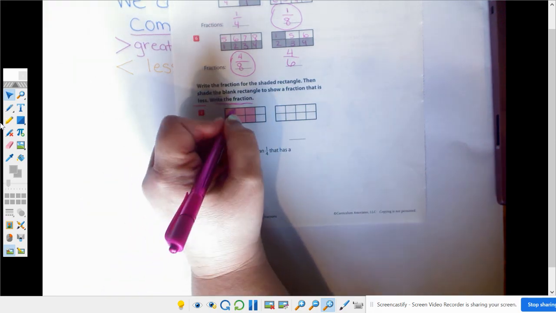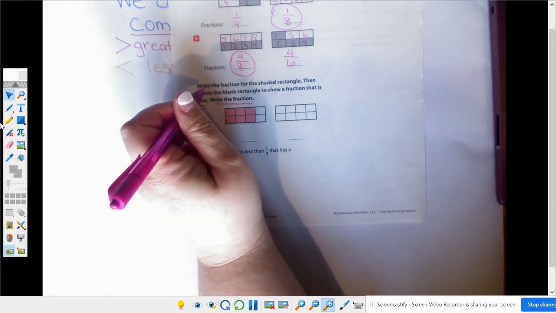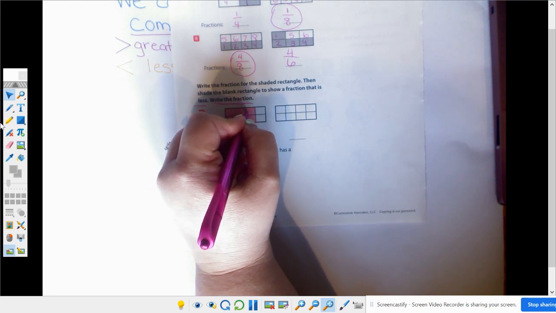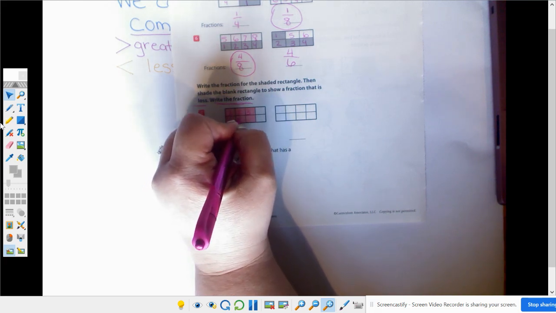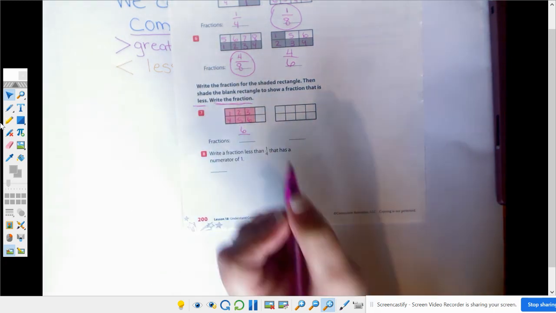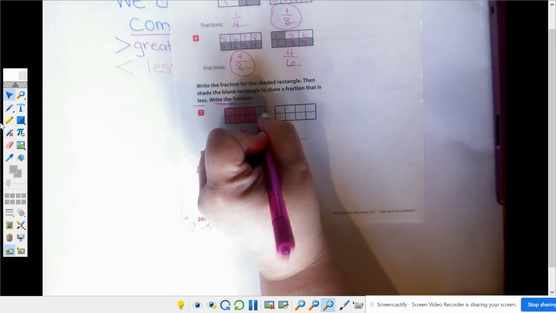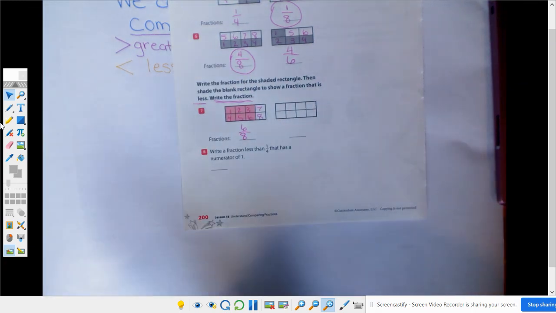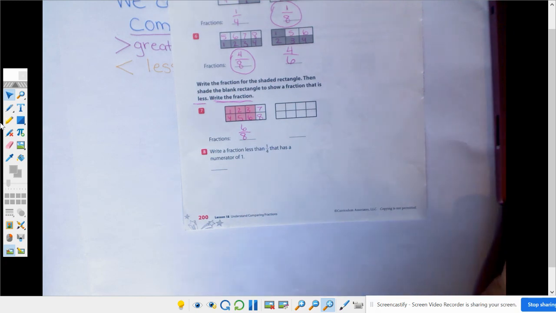In our first rectangle, we can see the first thing we have to do is write the fraction. So 1, 2, 3, 4, 5, 6 is our numerator out of 7, 8 total parts for our denominator. Now it says shade the blank rectangle to show the fraction that is less. Okay, there's going to be several correct answers to this.